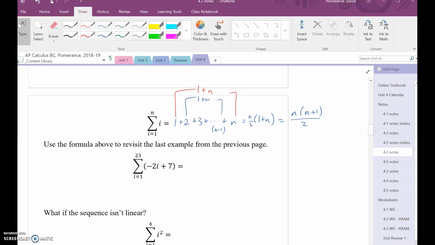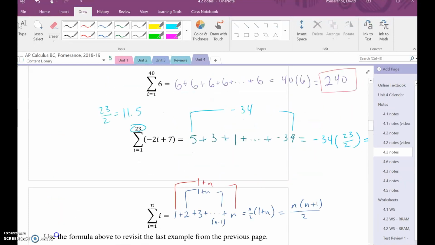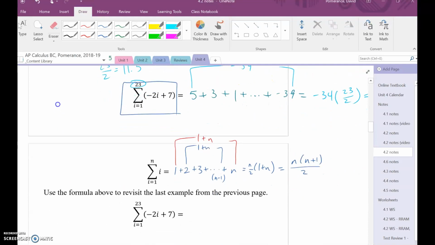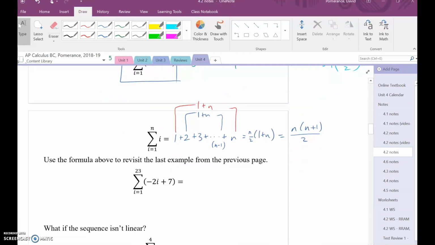Like, for example, we just did this sum on the previous page. It was negative 2i plus 7 right here, from 1 to 23. We can just jump straight into the formula that we just used. We can realize that because we're adding up a whole bunch of terms, we can look at this like the sum from i equals 1 to 23 of all of my negative 2i's.